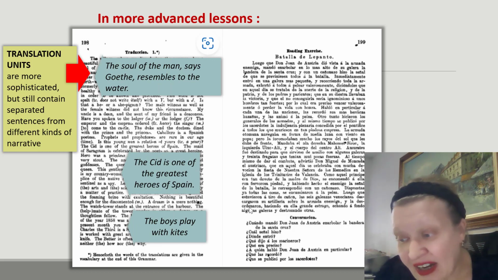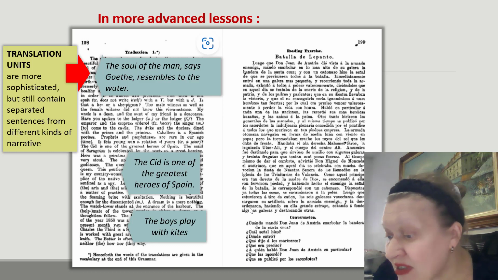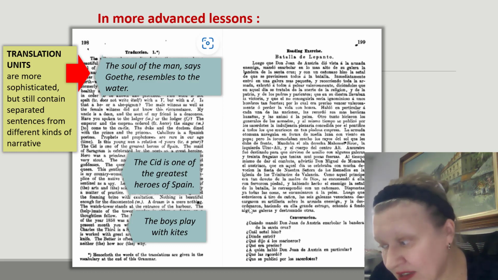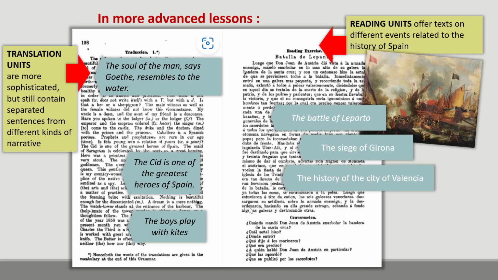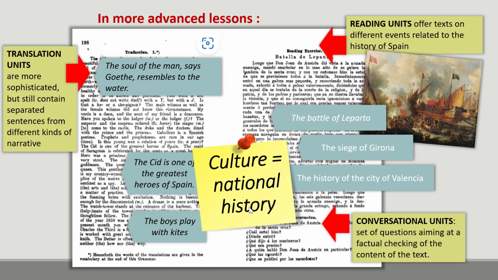For example, within the same exercise, learners are asked to translate sentences such as "The soul of man," says Goethe, "resembles the water," "The Cid is one of the greatest heroes of Spain," "Boys play with kites." Reading units in more advanced lessons integrate Spanish culture in a more consistent way. They contain texts on different events related to the history of Spain, such as the Battle of Lepanto and the history of the city of Valencia. At the same time, conversational units contain a set of questions aiming at factual checking of the content of the text, that is, the history of Spain. We can see that the method Gaspey-Otto-Sauer illustrates the trend toward a national history-oriented conception of culture.